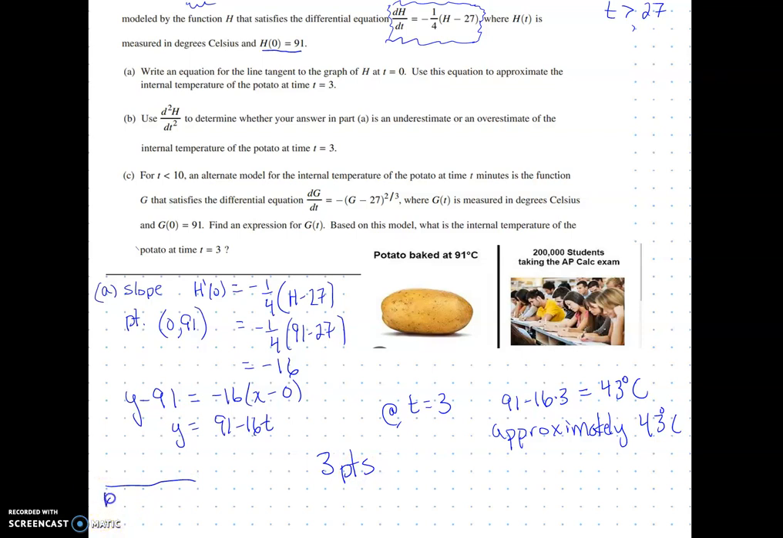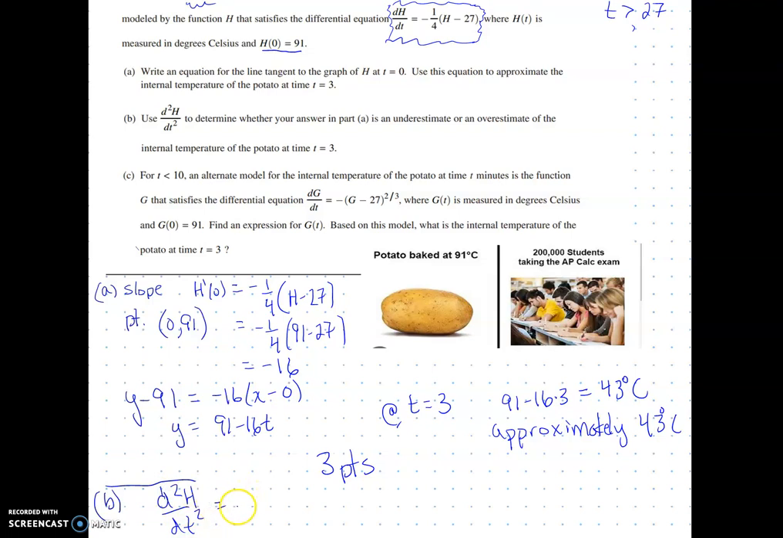Part B, I think you can see it coming. Part B asks you to tell me whether that estimate is an underestimate or an overestimate of the internal temperature at t equals 3. We need to know about the concavity of this thing, so we have to take the second derivative. We need to find d2h/dt2.